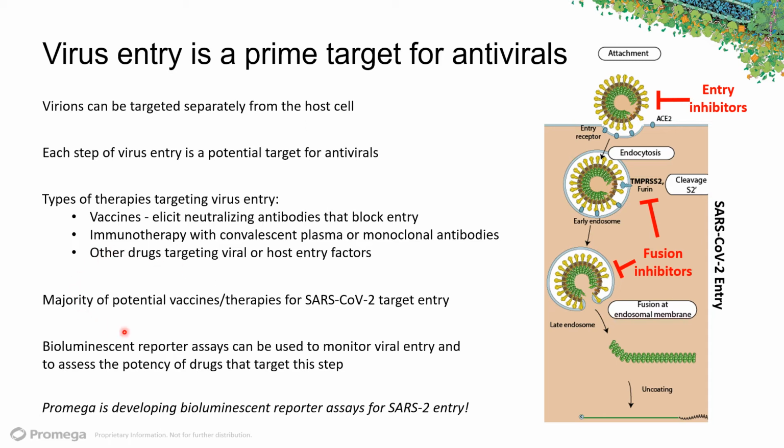And so the majority of vaccines and therapies under development for SARS-2 now do target this entry step. Bioluminescent reporter assays can be used to monitor this viral entry and to assess the potency of these different antiviral drugs. And so Promega is actively developing now multiple bioluminescent reporter assays to monitor the entry of SARS-2.